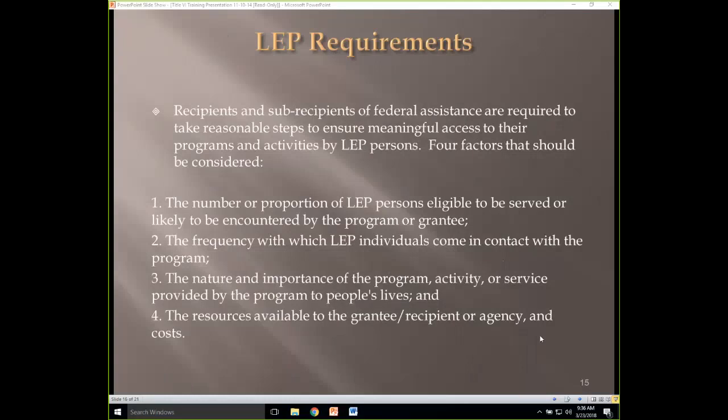So requirements for LEP: to ensure meaningful access to programs and activities, there are 4 factors to be considered. The first is the number or proportion of LEP persons eligible to be served or likely to be encountered by the program or grantee, the frequency with which LEP individuals come in contact with the program, the nature and importance of the program, activity, or service provided by the program to people's lives, and the resources available to the grantee, recipient, or agency, and costs.